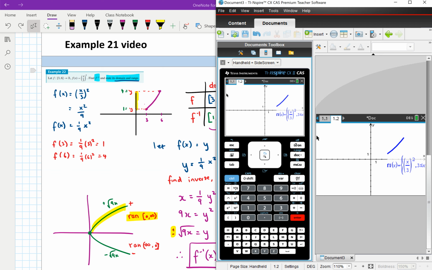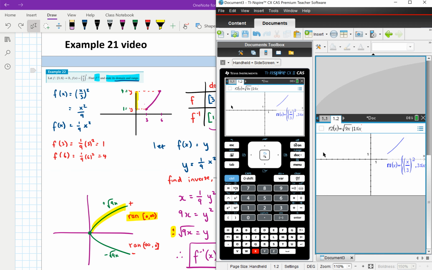And then the inverse, we worked out to be root of 9x. It was the positive version. But we've got to give it a domain. And we know that domain, if you remember, was 1 to 4. There you go. So you can see there I overestimated because of my domain. My scales are off, so that's why it looked like it was going to cross through. But that's the mirrored image right there that you can see.